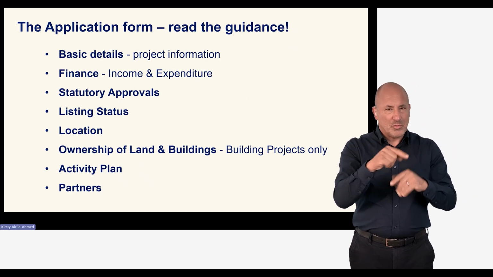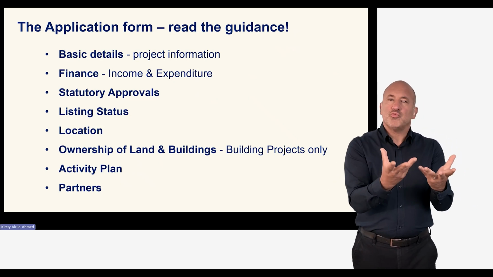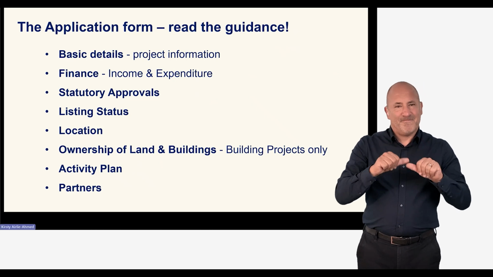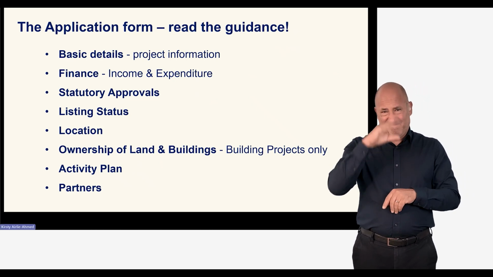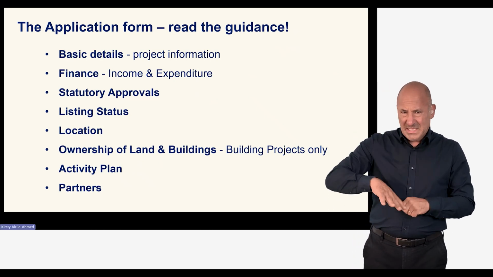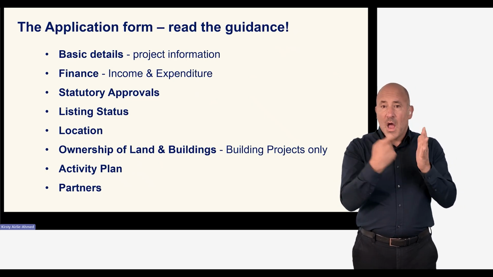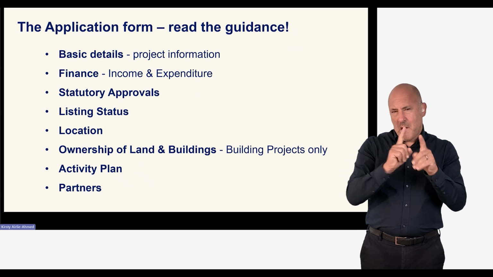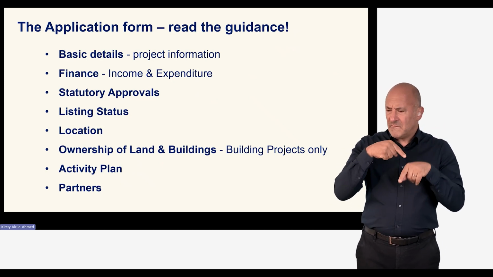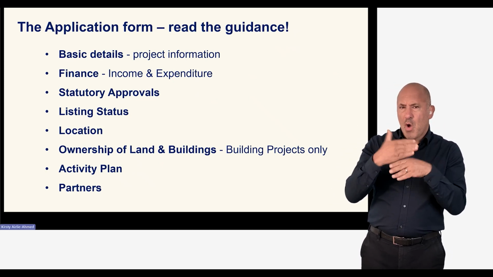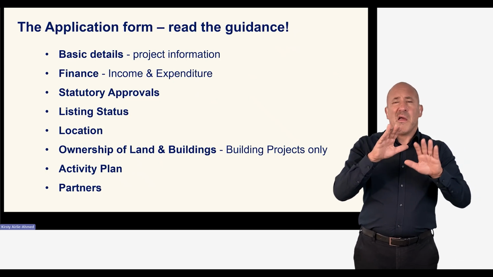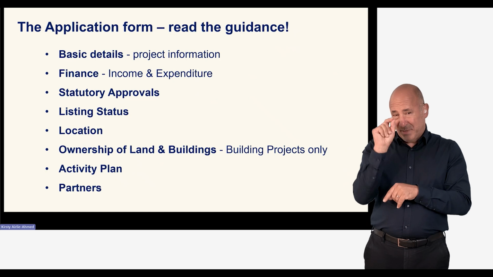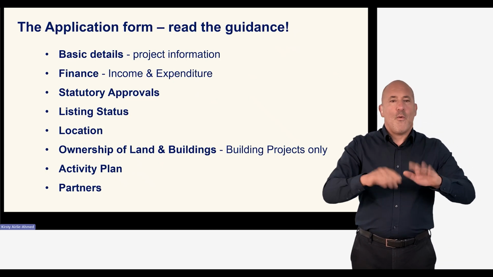Finance section. This is where you will detail the income and expenditure for the project. Statutory approvals. You will need to confirm any statutory approvals that may be required for your project, and if applicable, which RIBA work stage you are at. We will touch on this in more detail later, but if you are not following RIBA work stages, please select the Not Applicable box on this section of the application form.